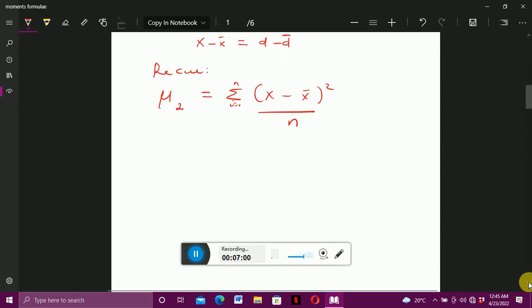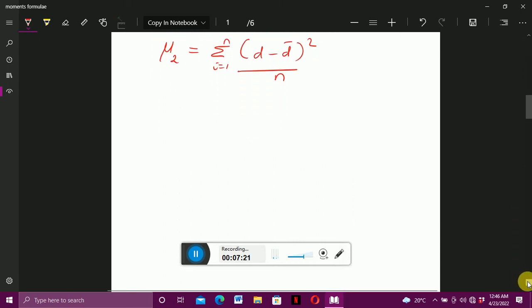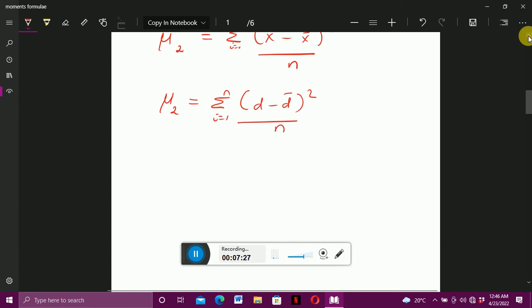So we can write mu2, which is the second moment about the mean, as the sum from i = 1 to n of (d minus d bar) all squared, divided by n, because we have found that x minus x bar is the same as d minus d bar. And once we have done that, we can expand that expression.